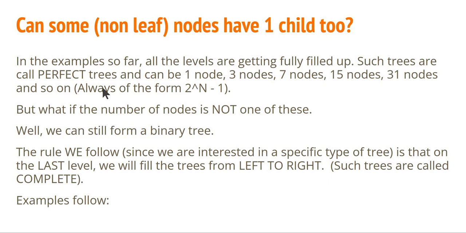So we just discussed perfect binary trees. Remember, these are binary trees where every non-leaf node has exactly two children. As a result, we can have one node for one level, three nodes in a two-level tree because the root then has two children, and seven nodes in a three-level tree, so the root has two children.